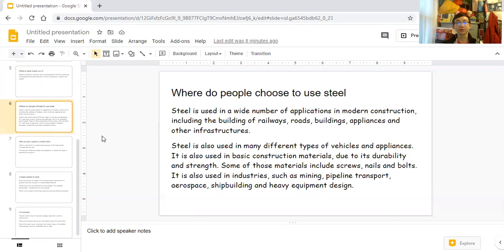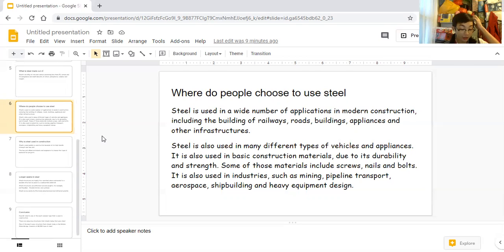Where do people use steel? As I said before, steel can be used in many scenarios depending on the project they are doing. Steel is used in a wide number of applications in modern construction, including building of railways, roads, buildings, and other infrastructure. Steel is also used in many different types of vehicles and applications. It is also used in basic construction materials due to its durability and strength.